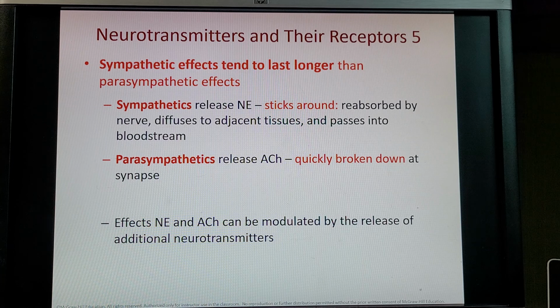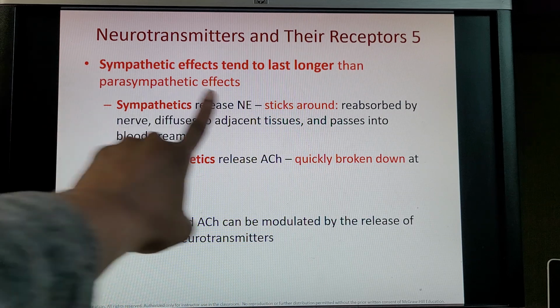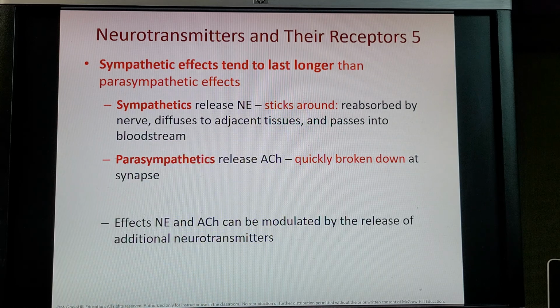Okay, so with our sympathetic versus parasympathetic, again, using two different neurotransmitters. With our sympathetic division, the effect tends to last longer because of using norepinephrine, also called noradrenaline. Part of it is just because norepinephrine sticks around. It doesn't break down like acetylcholine, and so you're able to have a longer lasting effect because you're still able to target your different effectors.